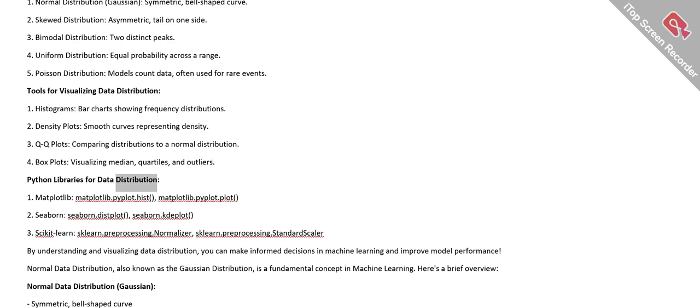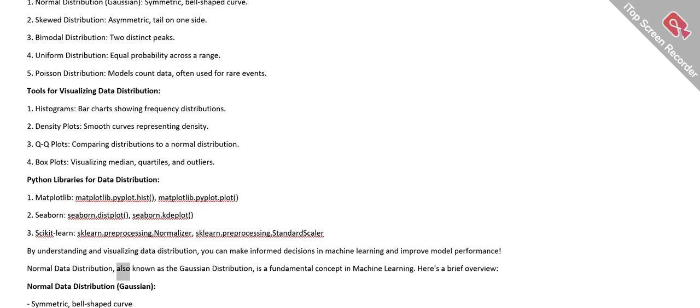Python libraries for data distribution. 1. Matplotlib: matplotlib.pyplot.hist, matplotlib.pyplot.plot. 2. Seaborn: seaborn.distplot, seaborn.kdeplot. 3. Scikit-learn: sklearn.preprocessing.Normalizer, sklearn.preprocessing.StandardScaler. By understanding and visualizing data distribution, you can make informed decisions in machine learning and improve model performance.